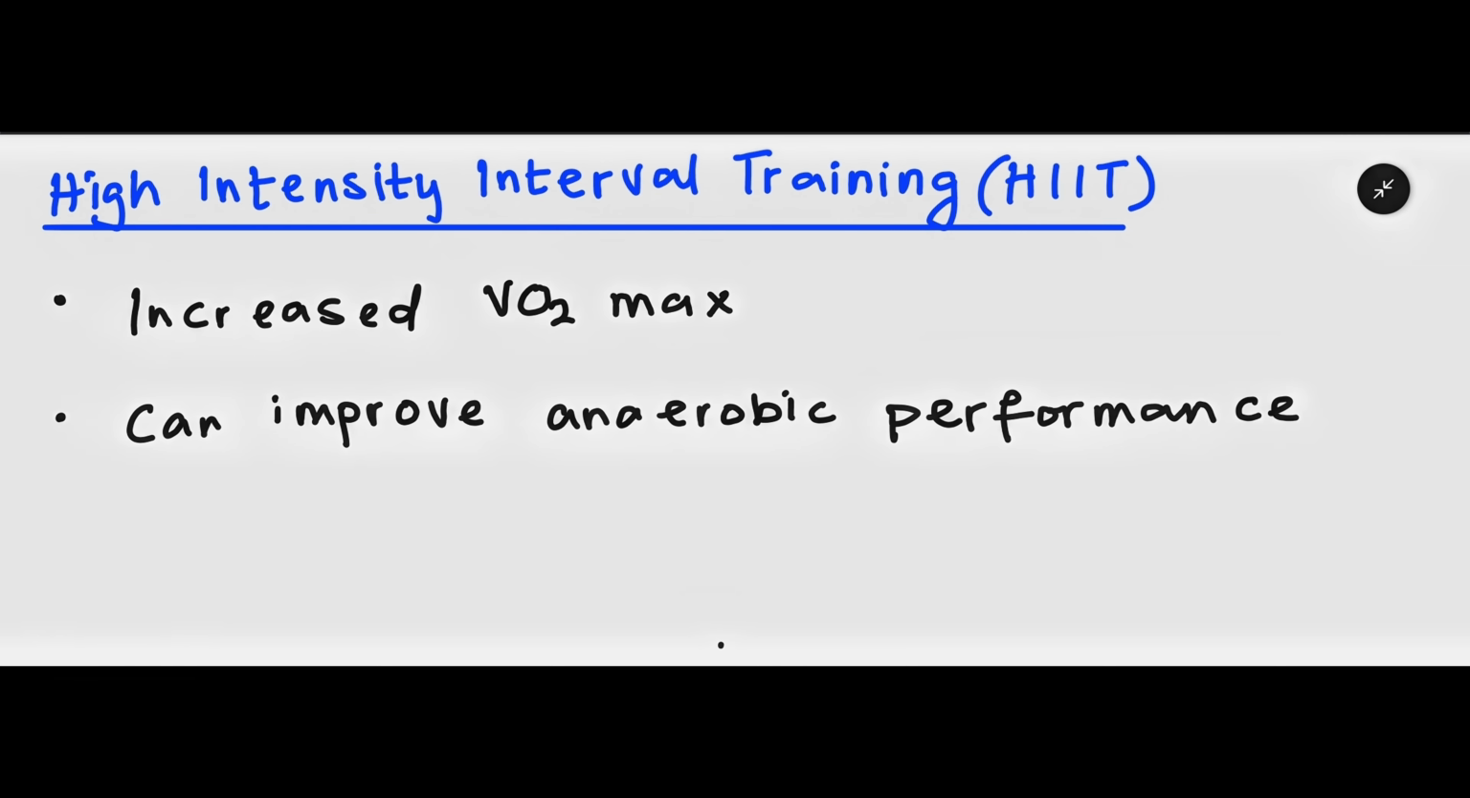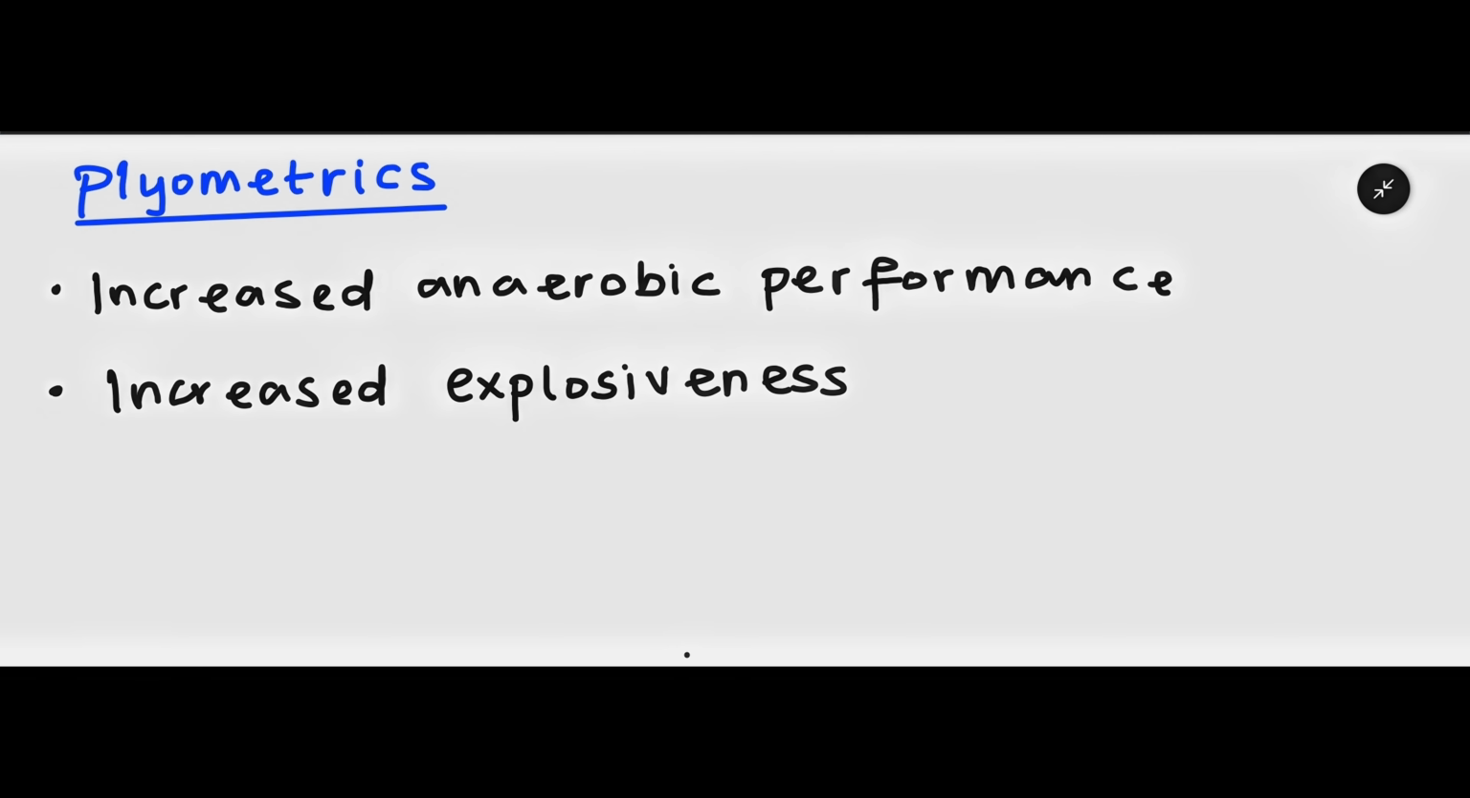Fourth, SAQ training, which means speed, agility, and quickness. SAQ training is associated with improvements in sprinting speed and change of direction ability. These qualities depend heavily on rapid ATP resynthesis and repeated high-intensity efforts. So SAQ is especially relevant to sports where athletes need to accelerate, decelerate, and change direction quickly and repeatedly.